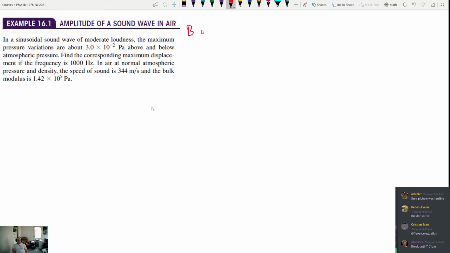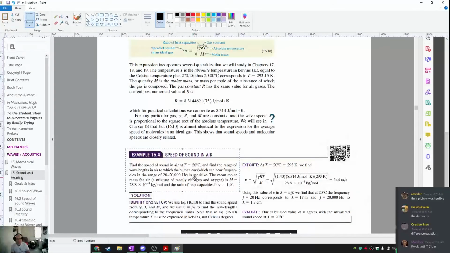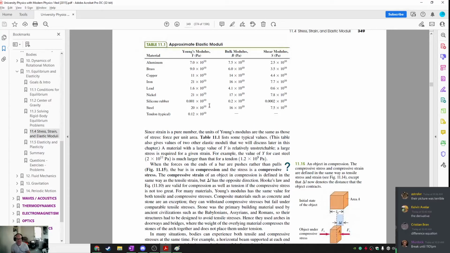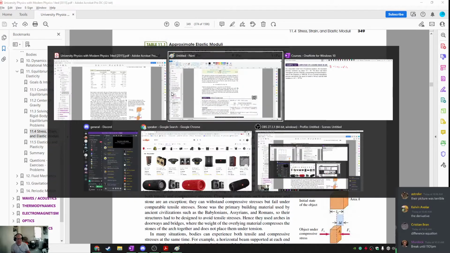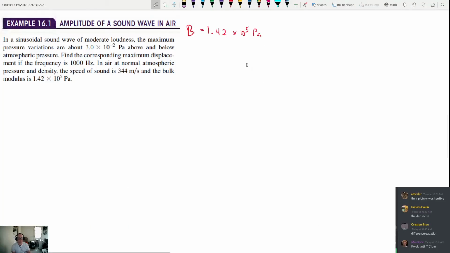So we've got bulk modulus. Notice that this number is 5 orders of magnitude lower than the bulk modulus for things like steel. Just to pull them back up here. If you look at these bulk moduli for things like steel, they're all on the order of 10 to the 10. Even rubber is 10 to the 7. So as you can see, air is much more flexible at 10 to the 5 pascals. Okay, what else do we have?